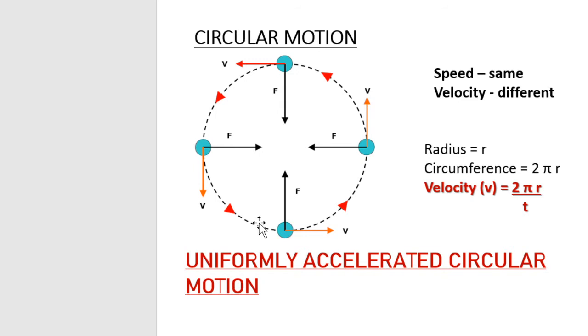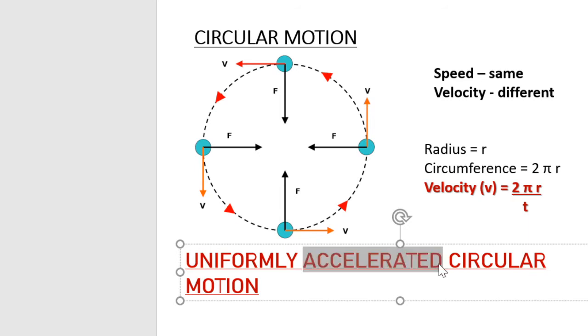Okay, you understood that part. Whenever there is a change in the velocity, there is going to be some acceleration, right? And why do we say that it's a uniform acceleration? Because every time the velocity is changing by the same amount, right? The direction is changing the same way every second. So that's why this kind of motion is known as uniformly accelerated circular motion.